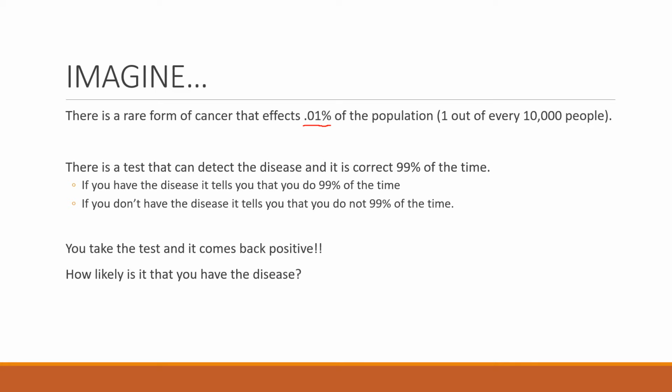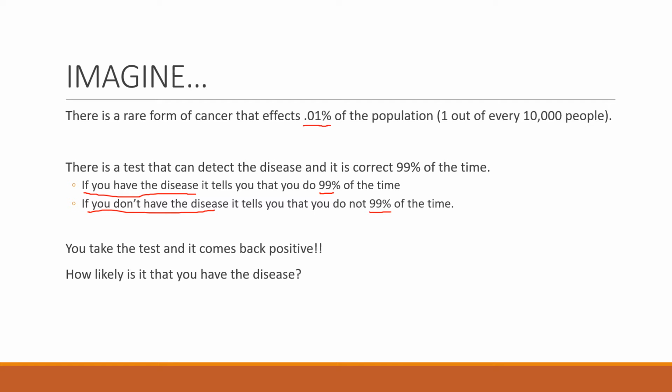And so let's continue this thought experiment. Okay, so there's a test that can detect this disease, and it is correct 99% of the time. So if you have the disease, it tells you you have the disease 99% of the time. And if you don't have the disease, the test comes back that you don't have the disease 99% of the time. So, those are pretty good discriminating tests, right? A 99% accurate test.